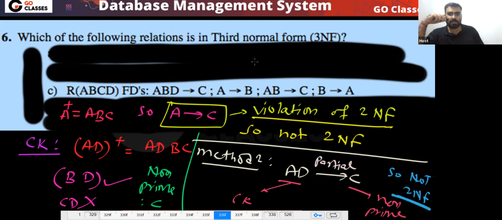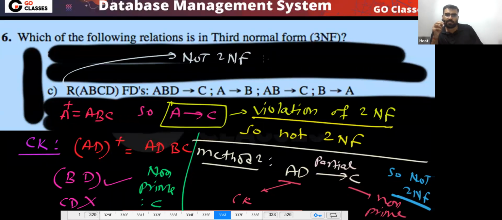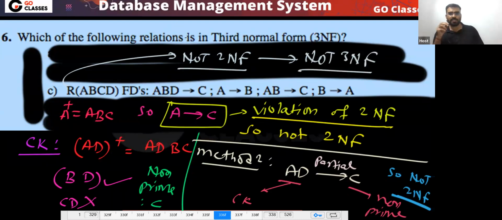This is not in 2NF. If something is not in 2NF, then it implies it is not in 3NF. So this is not in 3NF.